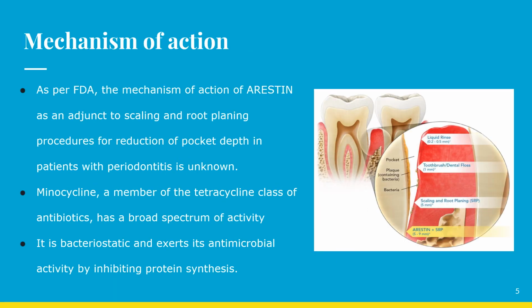Mechanism of action. As per FDA, the mechanism of action of Arestin is unknown, but microbiologically, it belongs to the tetracycline class of antibiotics with a broad spectrum of activity and is also bacteriostatic. That means it prevents the multiplying of bacteria. As we can see in the picture, scaling and root planing alone can only remove bacteria up to a pocket depth of 5 mm. But when we combine Arestin along with SRP, they both can remove the bacteria from probing depths of 5 to 9 mm.